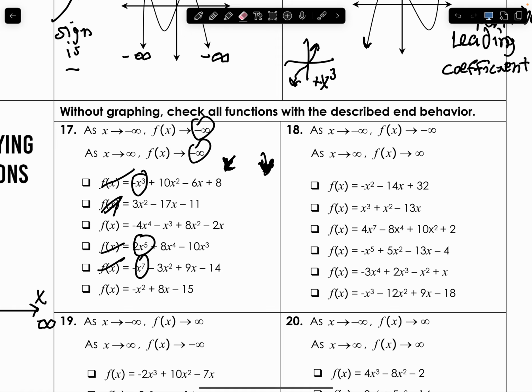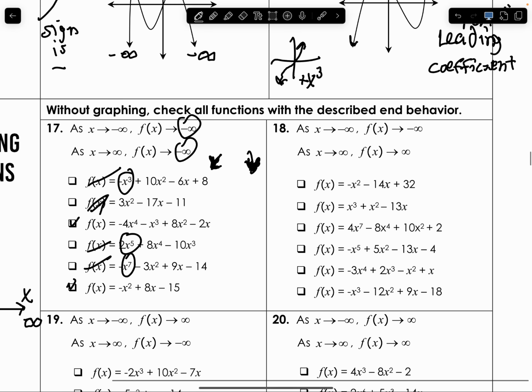This one has a negative sign in the front. Could be that one. And this one has a negative sign in the front. So, boom, boom. Let's see. Negative, positive. So this one is looking like that. And then going positive, up. Okay? So negative, positive. That's what it looks like on the graph.